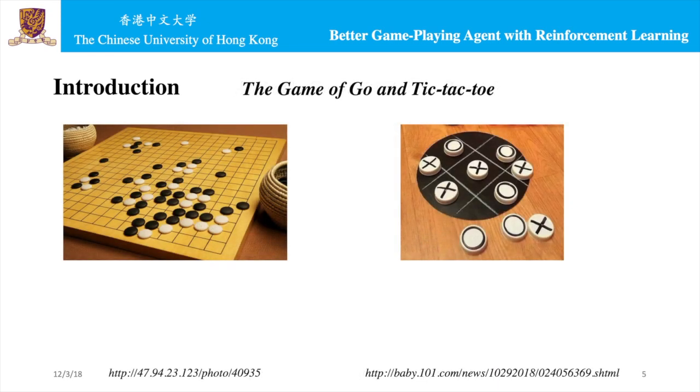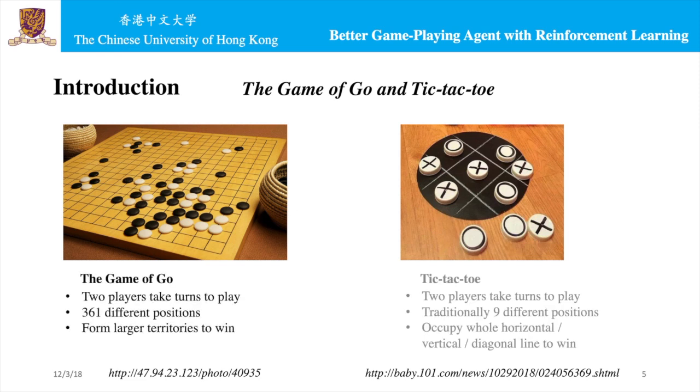Now I will briefly introduce the game of Go and tic-tac-toe. So for both games, 2 players take turns to play, and the winning condition of the game of Go is to form larger territories. On contrary, the winning condition of tic-tac-toe is to occupy the whole horizontal or vertical or diagonal line.